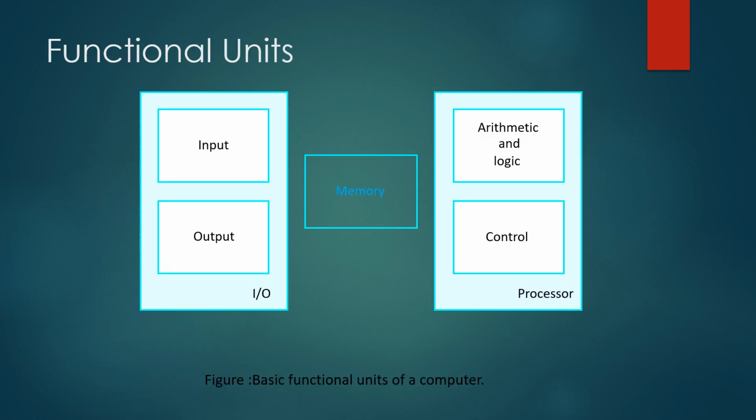The block diagram shows the functional units of a computer system. It has an input unit and an output unit, which are combinedly called the IO unit. It has a memory, which is a storage device, and the control unit and arithmetic logic unit are part of the processor.